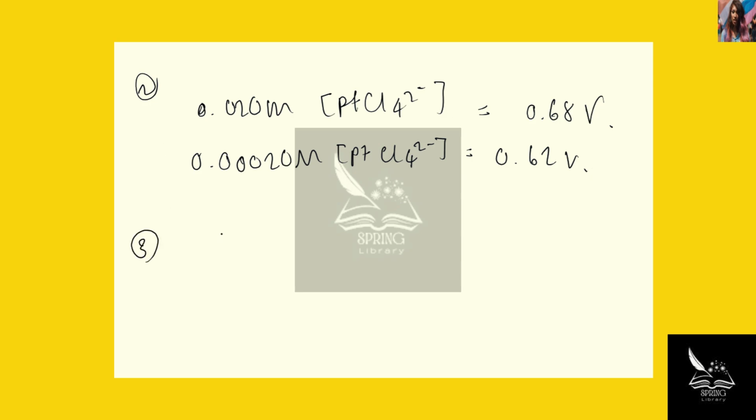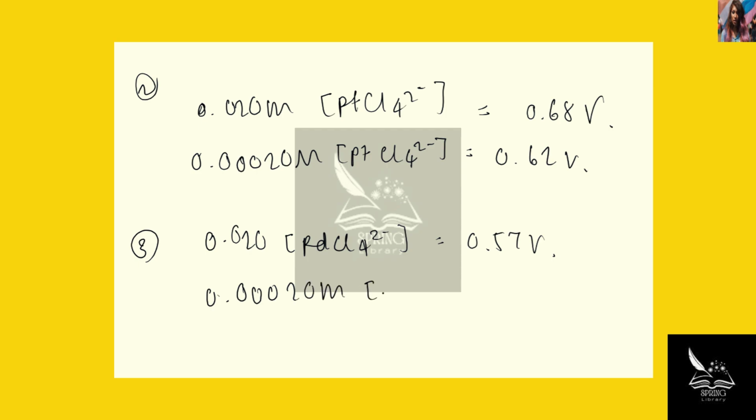Final example, we have 0.020 PdCl4 2-, 0.57 volts. 0.00020 PdCl4 2-, 0.51 volts, and so 99% of palladium will plate out over the voltage range 0.57 to 0.51, and because they all have different potential ranges, they can be separated out by electrolysis.